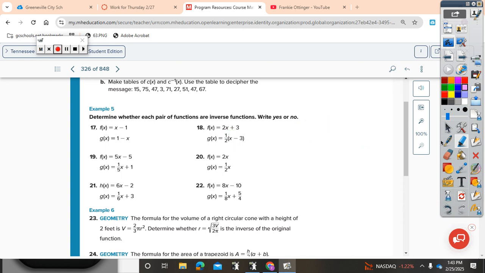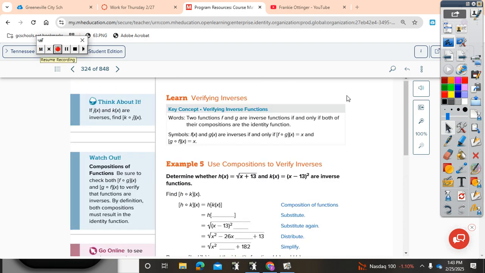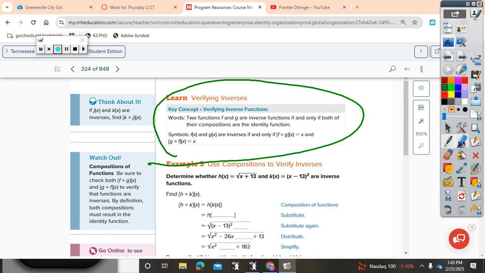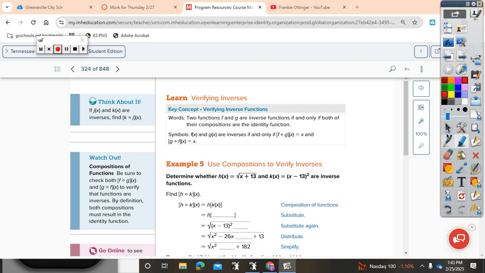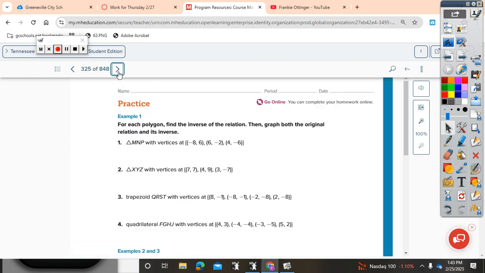Now the book does it a little bit different, and it does it using composition of functions, and I think it's important for you at least to see, maybe try. The explanation of how the book wants you to do it is right here. Basically they want you to do it using composition of functions. If you do f composed with g and get x, and also do g composed of f and get x, then that verifies that they are inverses. So you do have to do f composed with g and g composed with f. Sounds difficult. It's not that big of a deal.